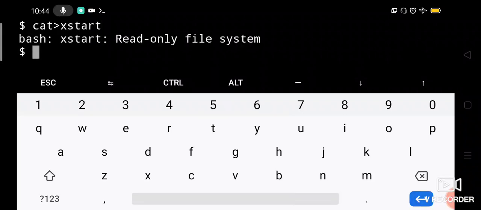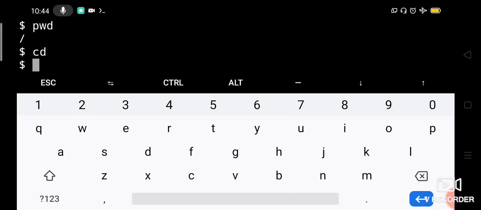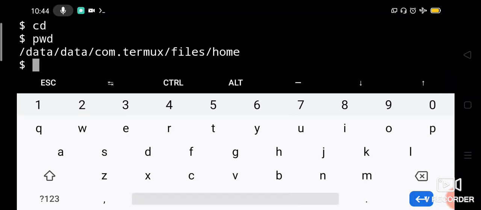Read-only bash. Just a moment. I think I have changed to root. Let me check. pwd. Yes, I am in root, so it is not allowing me to create the file. Let me change to my home. Let us check where we are. Now I am in home. So now let us create the file.